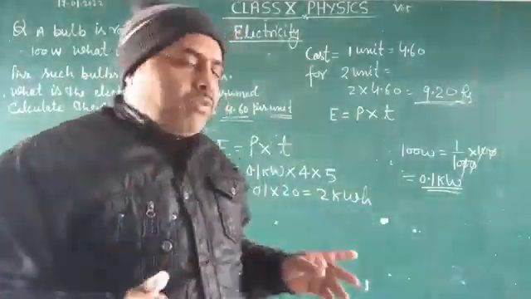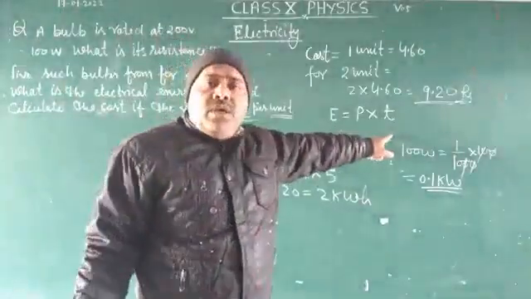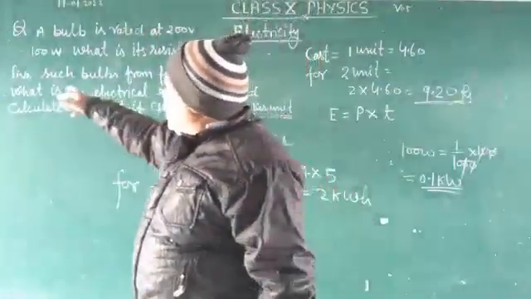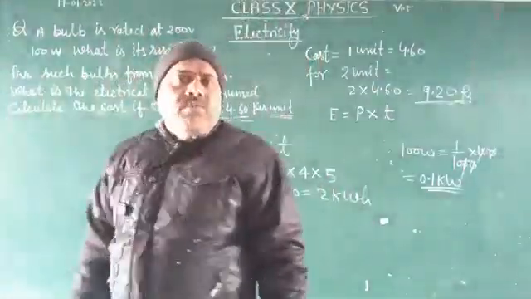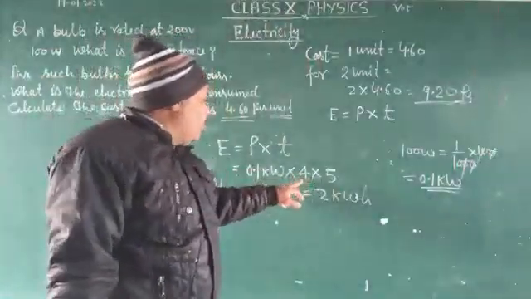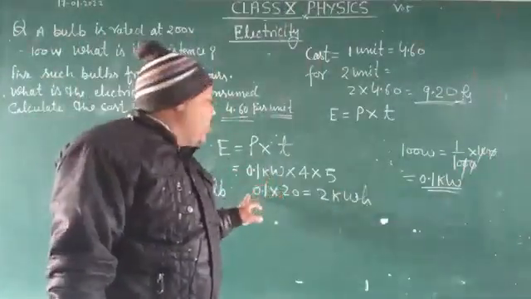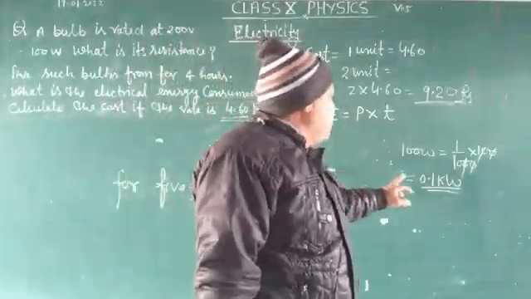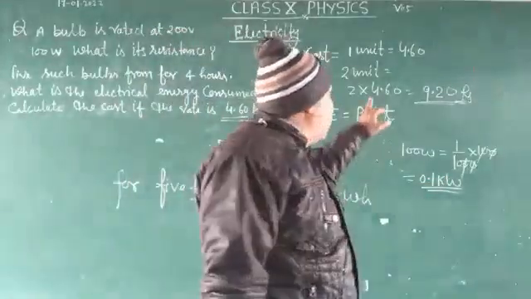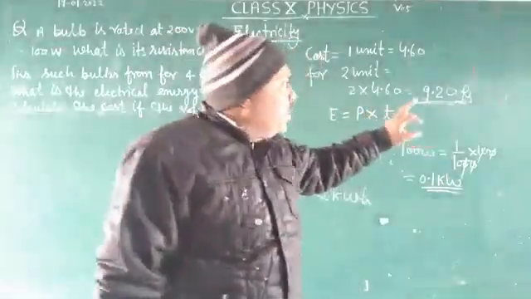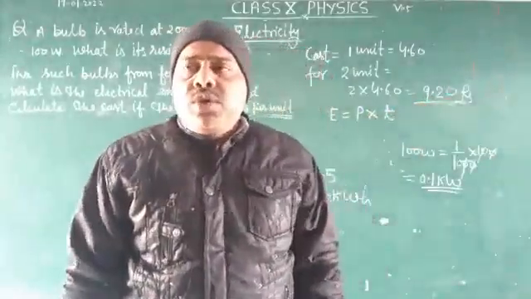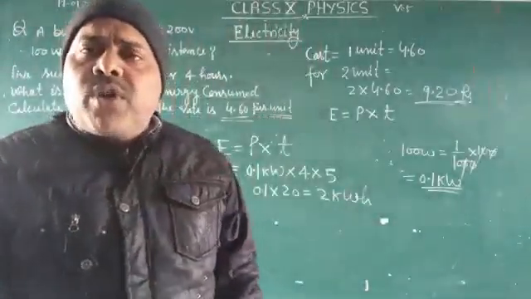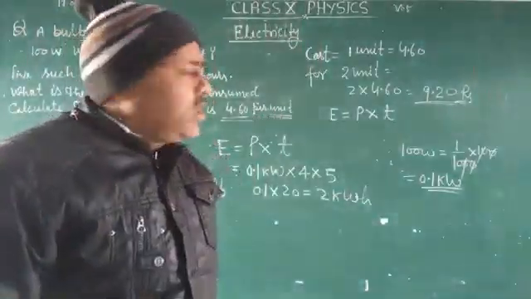9.20. This is the cost of rating, and so we should first of all convert watt into kilowatt. Then we can find E is equal to P into T for the one bulb. After that, we have 5 such bulbs, so we should multiply 5 into 4 into 0.1 kilowatt, which becomes equal to 2 kilowatt hour. Then we can write 2 multiplied by the rating given, 4.60. Then 9.20 is the cost of consumed energy for the 5 such bulbs used for 4 hours.